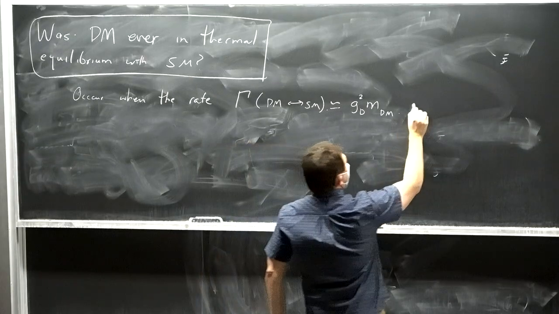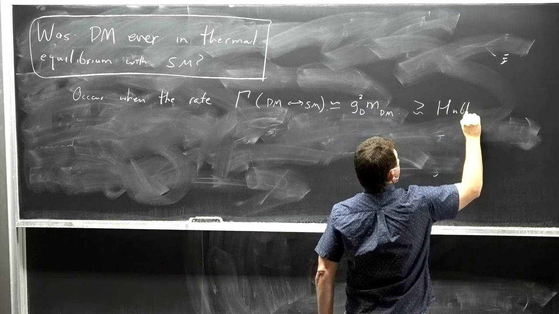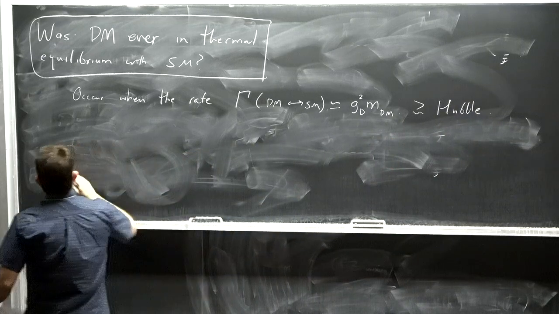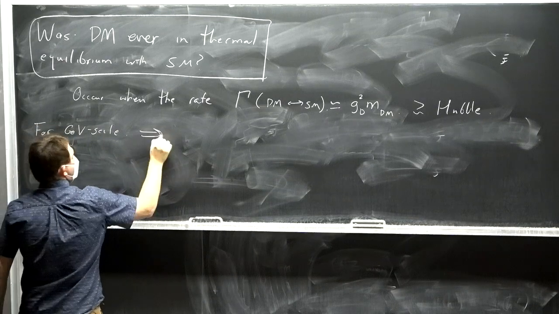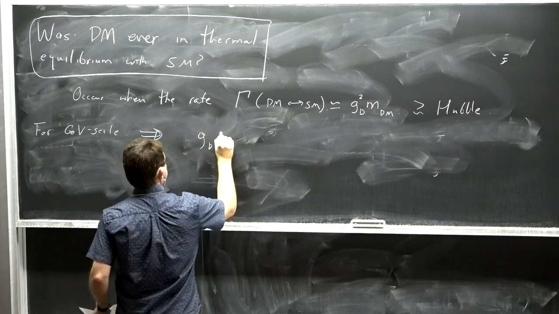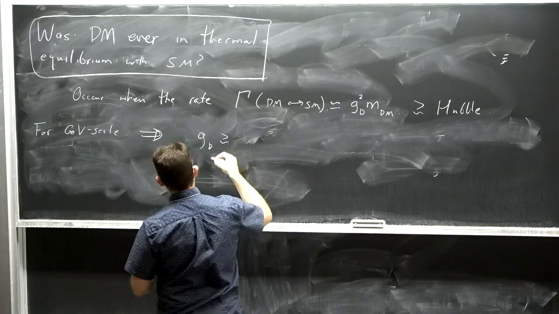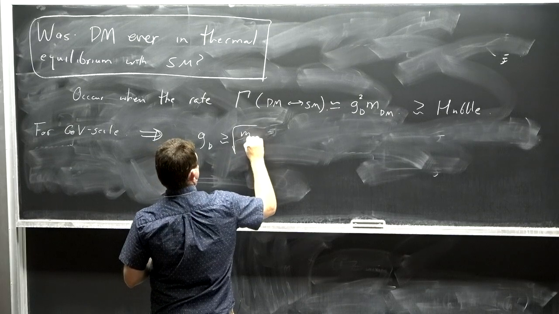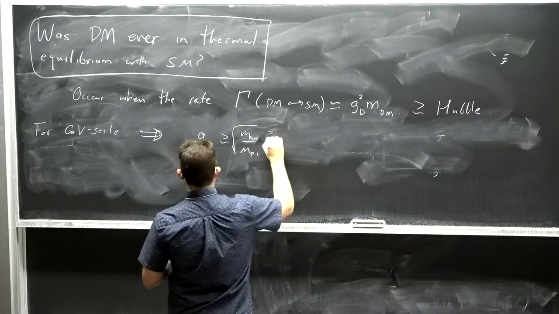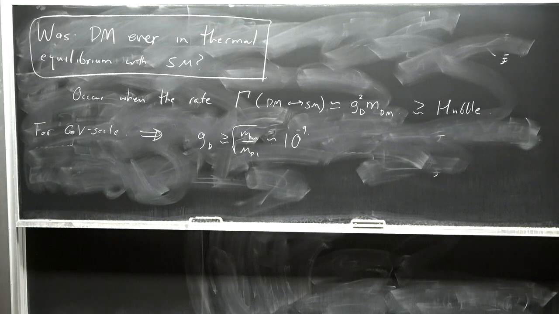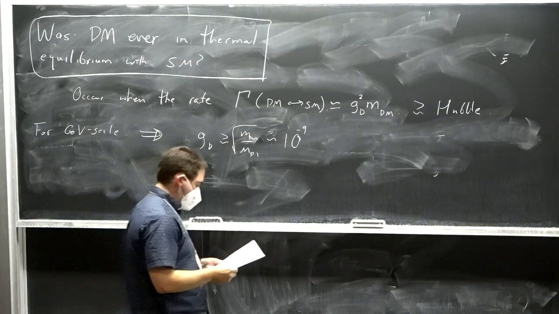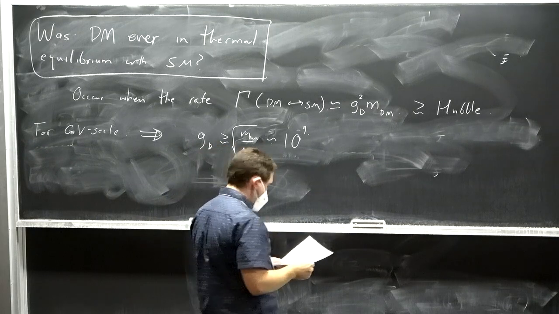When this rate is larger than Hubble at some era. Okay. And at least for GeV scale states, this implies that this G dark needs to be larger than about M_DM over M_Planck. It's kind of the parametrics of this, which is about 10 to the minus 9. So that is to say, it doesn't take a very large coupling to expect that dark sectors are going to equilibrate with the standard model in the early universe. This is definitely on the small end of what we've been thinking about.